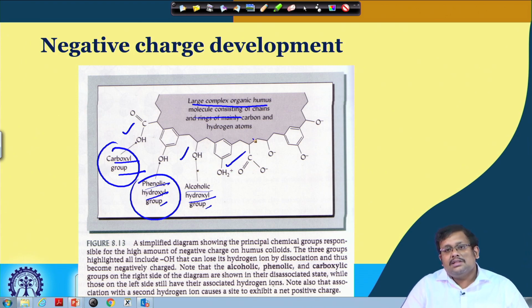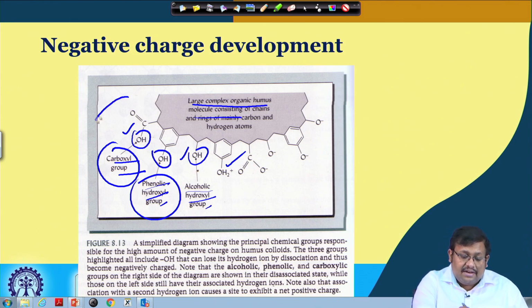I have already discussed during our inorganic component lectures that organic matter produces a couple of folds more cation exchange capacity or negative charges as compared to the clay minerals. These negative charges are basically developed by the ionization of these different groups which are present. So, the three groups highlighted all include this hydroxyl. You can see this is one hydroxyl, this is another hydroxyl, this is another hydroxyl, and that can lose a hydrogen ion by dissociation and thus become negatively charged.